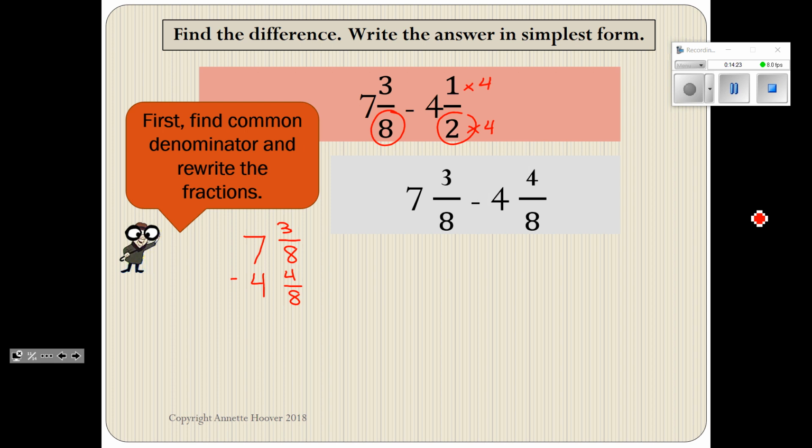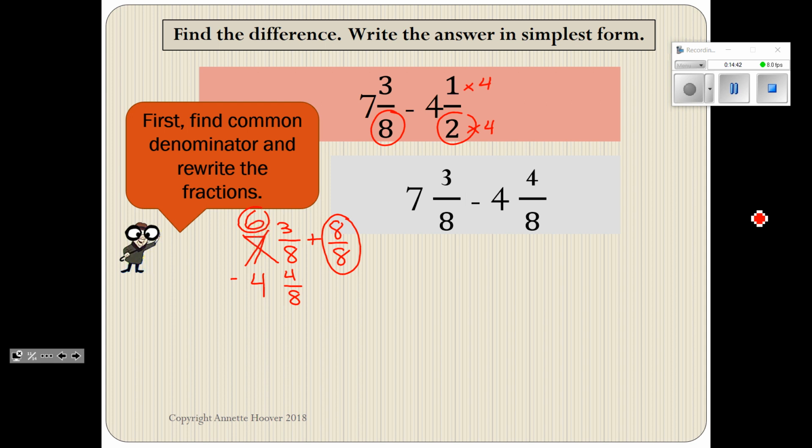What we're going to do is take away a whole. If we take away a whole from the 7, that leaves 6 wholes. And we need a fraction that represents a whole. Since we have a denominator of 8, 8/8 is a fraction that represents the same thing as the whole that we took away. So we took away a whole, but we added a whole in the fraction.